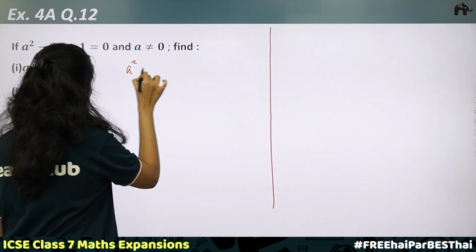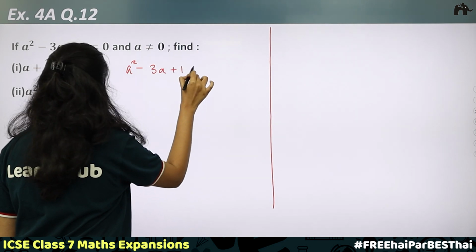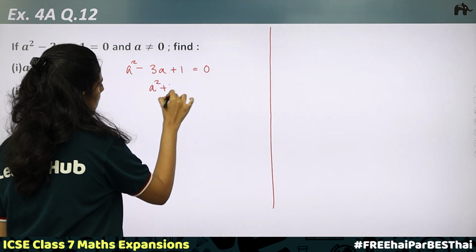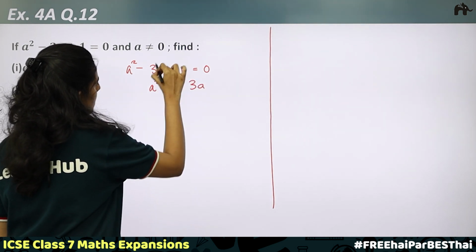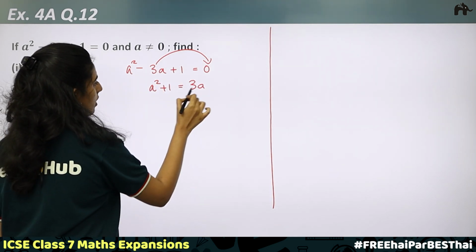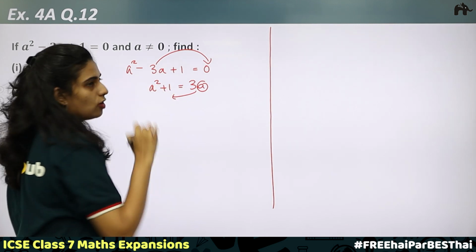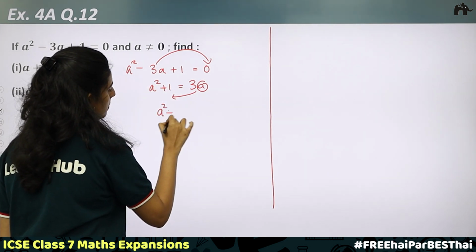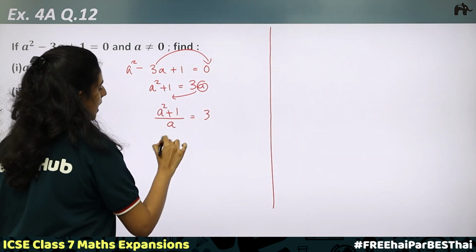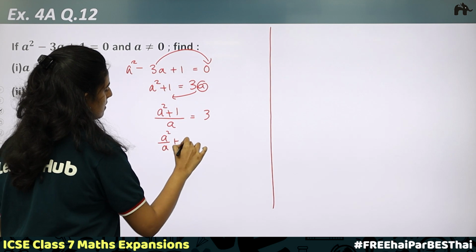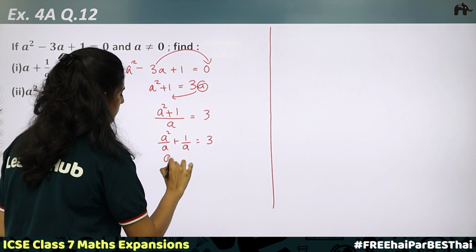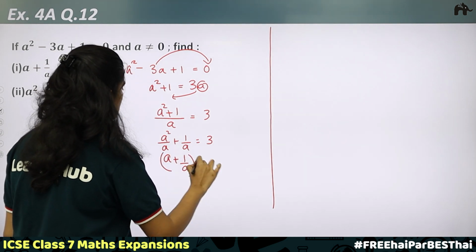We have a square minus 3a plus 1 is equal to 0. So, this can be written as a square plus 1 equal to 3a. Minus 3a when taken to the opposite side it becomes plus 3a. Okay. Now, this a I am taking to the denominator. (a square plus 1) divided by a is equal to 3. Or a square by a plus 1 by a is equal to 3. What is a square by a? We get a. A plus 1 by a is equal to 3.